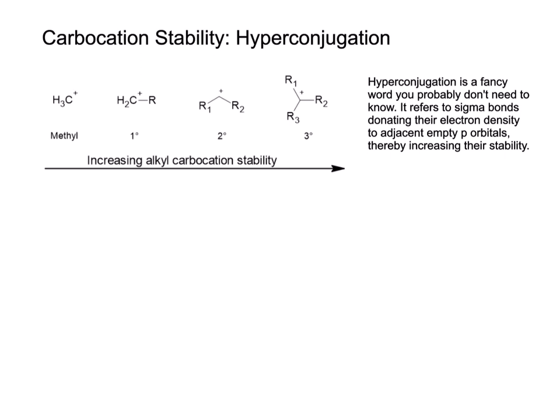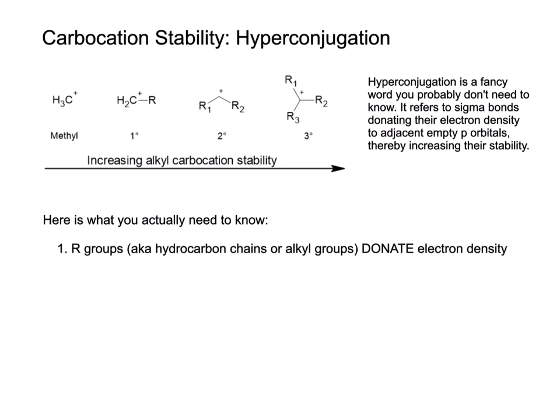So in this image, I have methyl, primary, secondary, and tertiary alkyl carbocations. And you can see that as we go from methyl all the way through to tertiary, we are increasing the stability of the carbocations. This is due to hyperconjugation. But since you don't need to know that term, let's actually simplify this. Here's what you actually need to know.